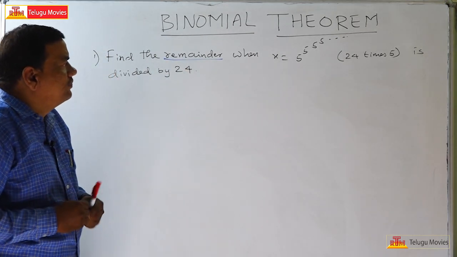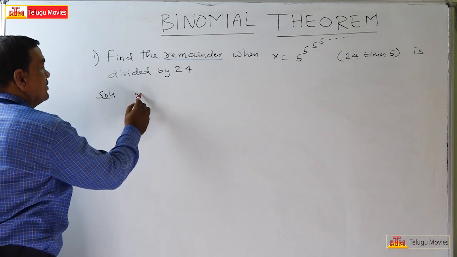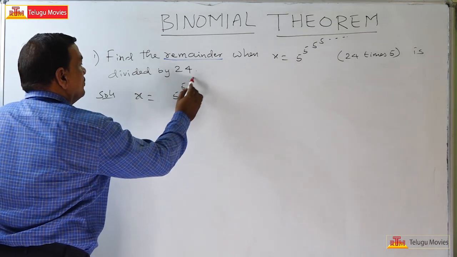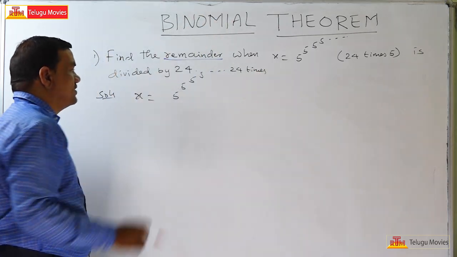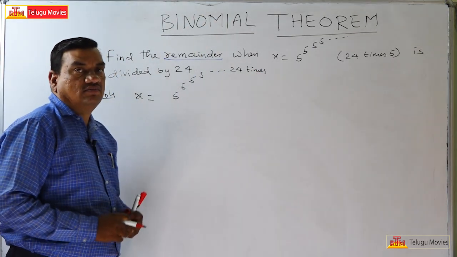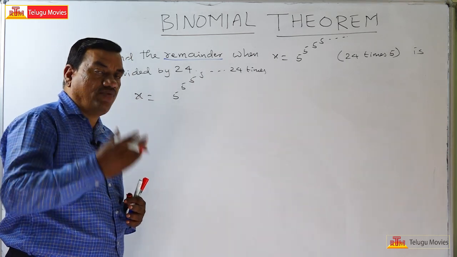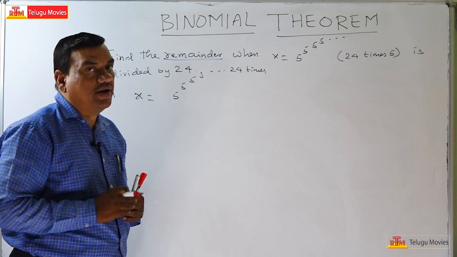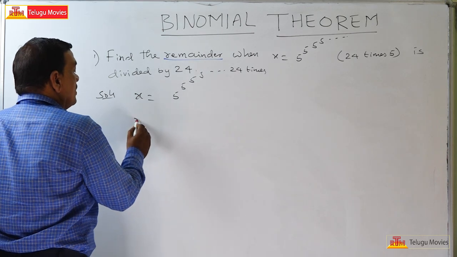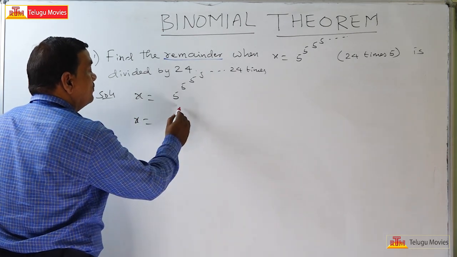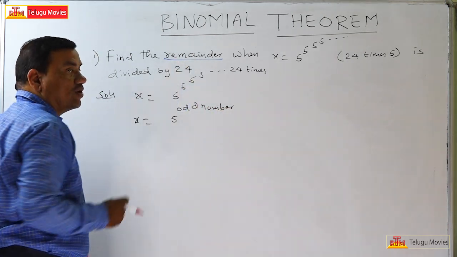First see the problem, 5 to the power of 5 to the power of 5. Solution. x is equal to 5 to the power of 5 to the power of 5, and so on, 24 times. That is, 24 fives are there. We know one thing: 5 to the power of anything, 5 to the power of 5 to the power of 5, so definitely it is an odd number. Understand? So it is an odd number. Therefore x is equal to 5 to the power of, this is an odd number. 5 to the power of 5 is an odd number.